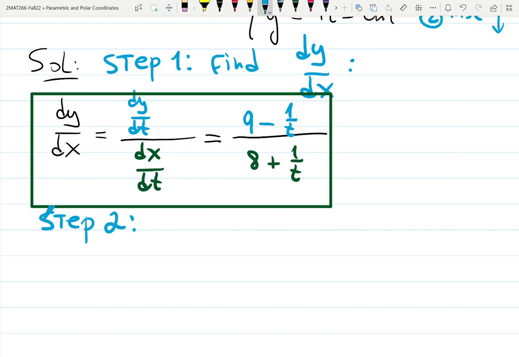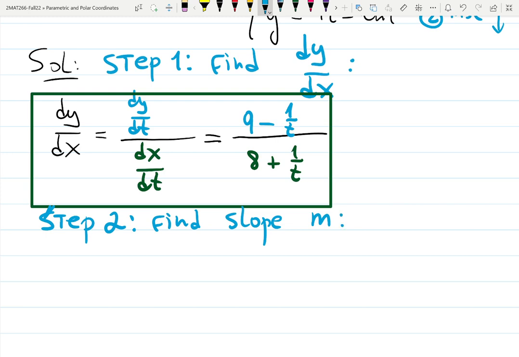Step 2, find the slope. Slope is denoted by m. Nobody knows why. I actually checked Wikipedia. It says nobody knows why we started calling it m. Around the world, it's not the same thing. And somehow, someone started and everyone started doing it.